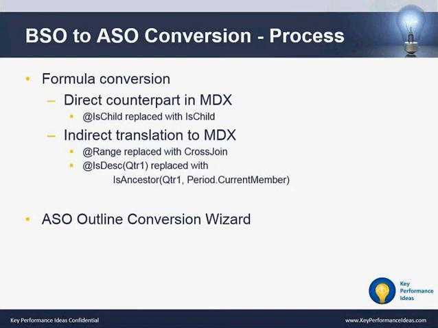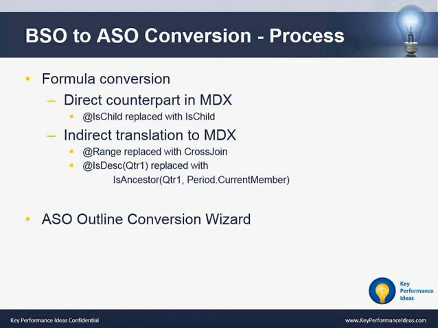So when you go to do formula conversion, there are 2 different types of conversion. You can have a direct counterpart in MDX, and basically what you're going to see is the exact same function just without the at symbol at the beginning of it. Then you have your indirect translations, and these are where the function has completely changed names. So a range is replaced with a cross join in MDX. Descendants is actually replaced with is ancestor. So instead of looking for the descendants of quarter 1, you're now going to say where I want to pull where quarter 1 is the ancestor of my current member of period.